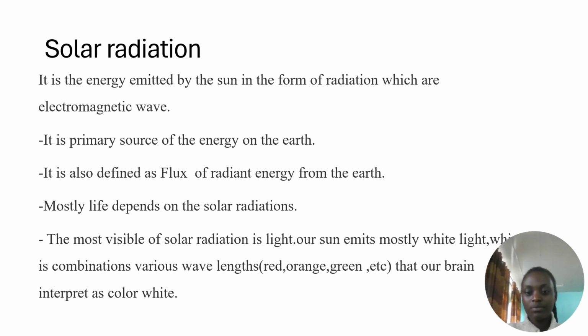Most organisms living on the earth depend on solar radiation for their life. The most visible form of solar radiation is light. Our sun emits mostly white light, which is a combination of various wavelengths. Light is a combination of different colors such as red, orange, green, etc. All of those, our brain interprets as the color white.